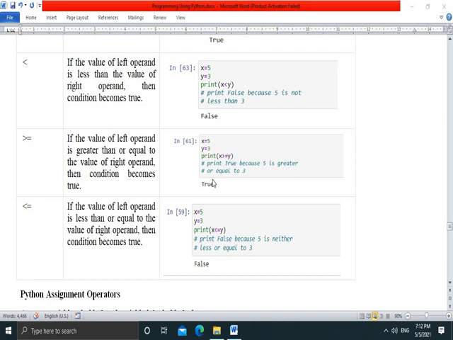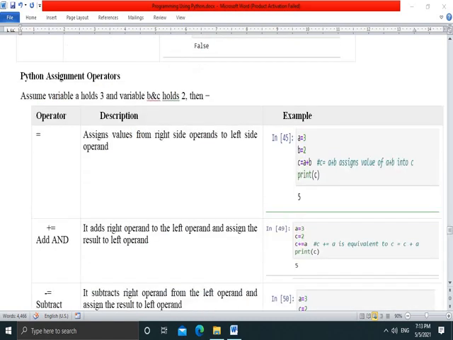So it printed true. Less than equal to. If the value of left operand is less than or equal to the value of right operand, then condition becomes true. Here x is 5, y is 3. If you print x less than equal to y, then x is 5, 5 is not less than 3. So answer is false. Next one is assignment operator.